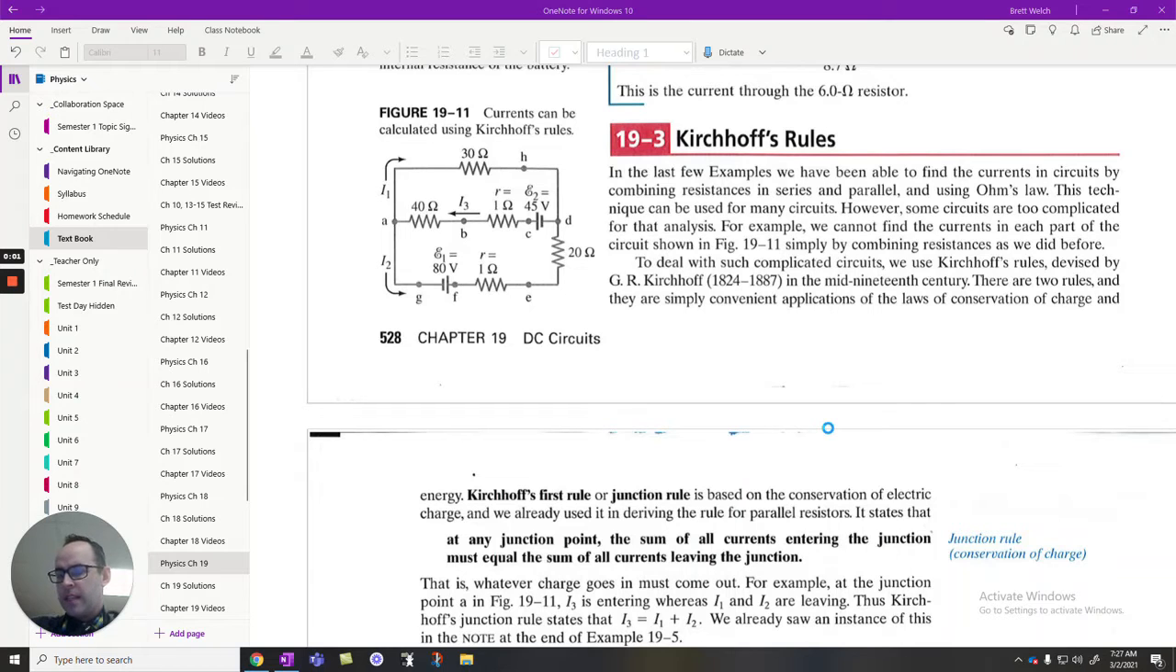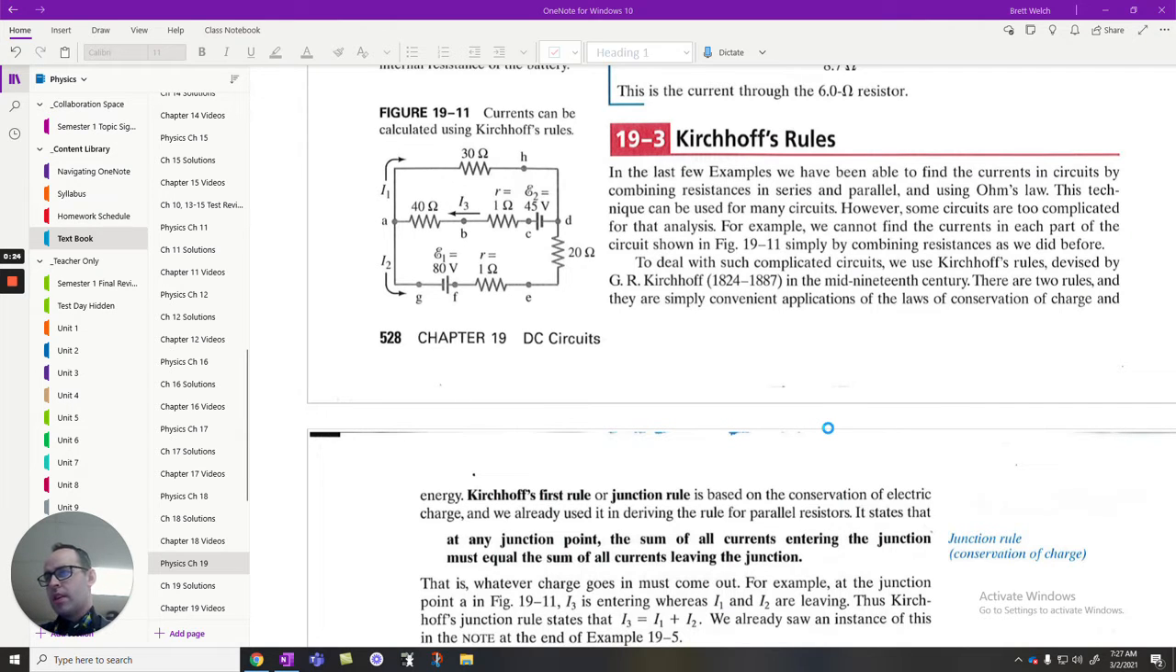Hey guys, this is 19.3 through 19.8 on the end of the chapter. And I alluded to this a little bit in the last video if you were watching it, Kirchhoff's loop rules. It has a lot to do with how we manage understanding the voltage and the current that flows through different components of circuits, and how do we combine all of this stuff.